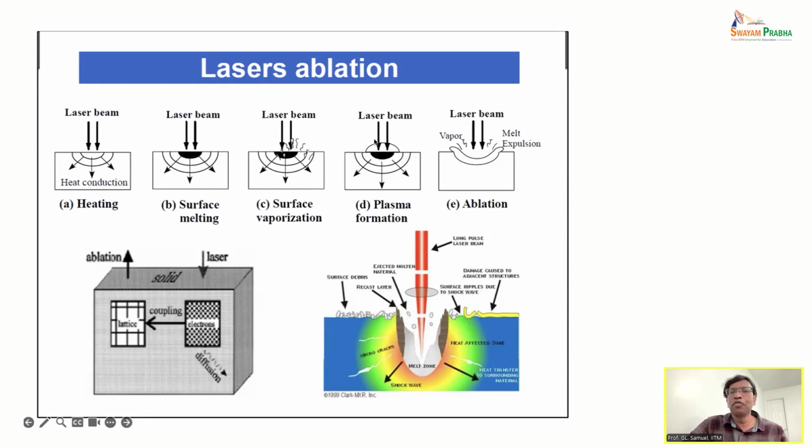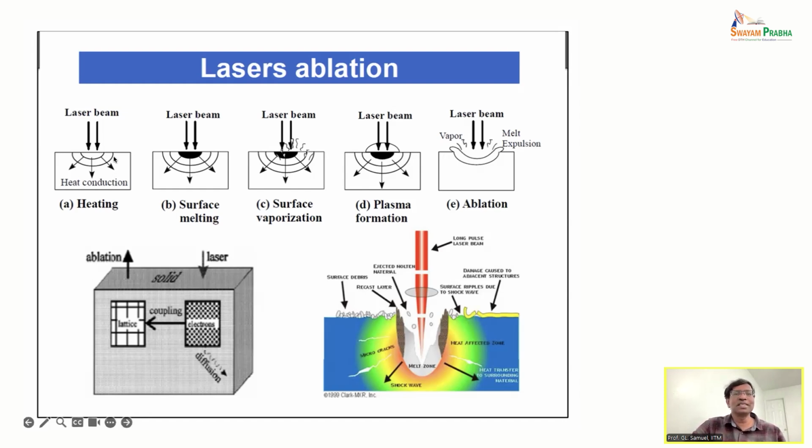Then there will be a plume of plasma which will be formed, and when it exceeds a particular pressure, it actually ablates or explodes, and there it will be removing the molten pool of material when it has exploded. So that is what actually will be happening.